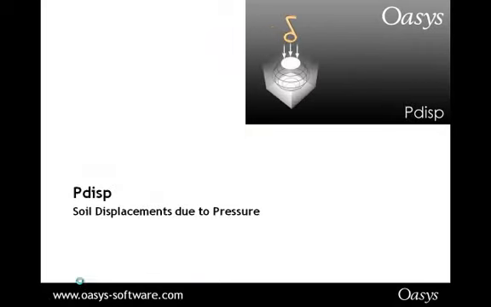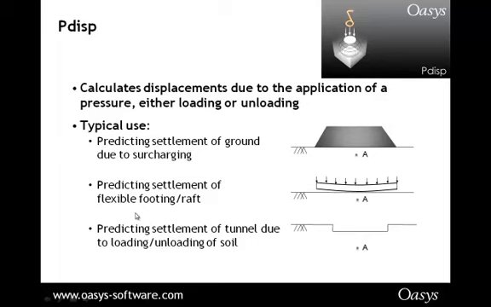I'm going to now go on to our other soil displacement software, which is Pdisp, and this is soil displacements due to pressure. Pdisp calculates displacements due to the application of a pressure, either due to loading or unloading. Examples of Pdisp analysis include predicting settlement of ground due to surcharging, predicting settlement of flexible footings or rafts, and predicting settlements of tunnels due to loading or the unloading of soil.